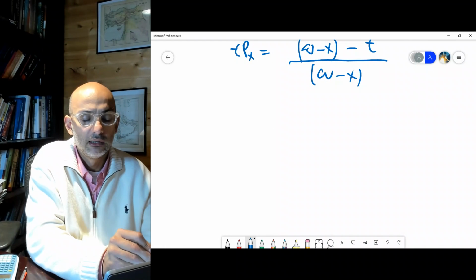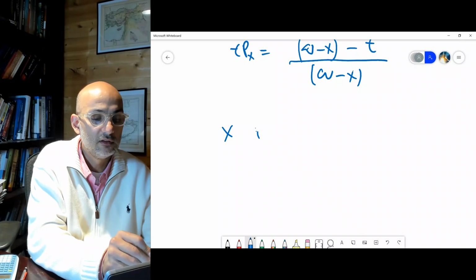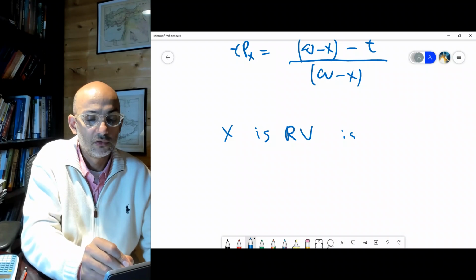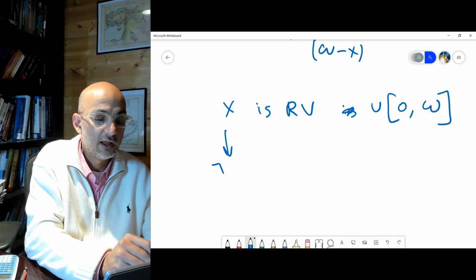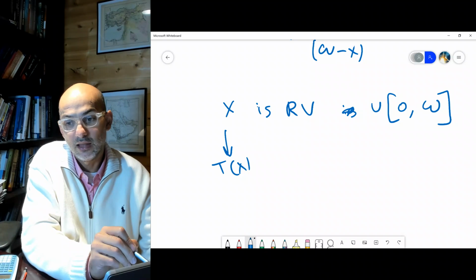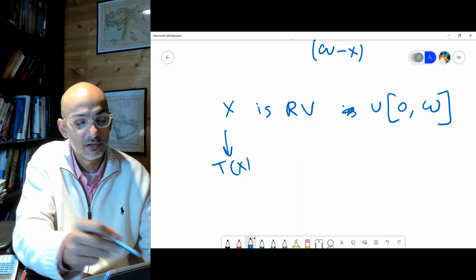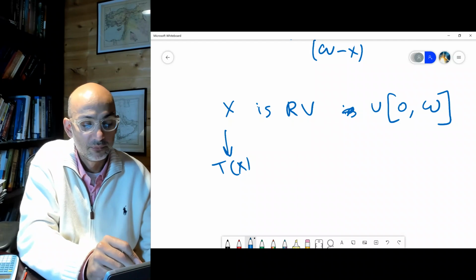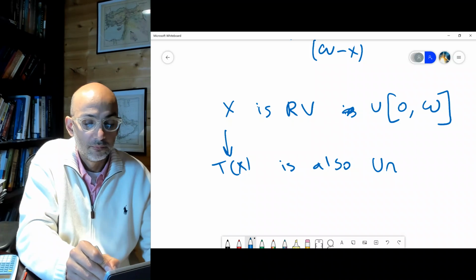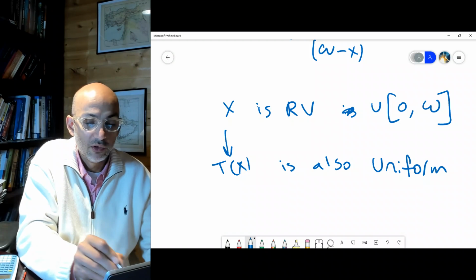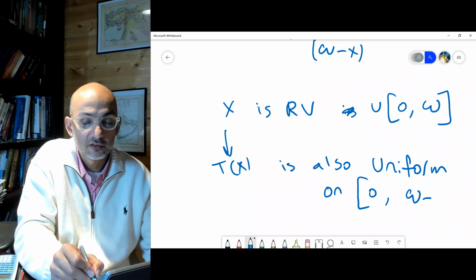is, what we want in general, if X is age at failure, if X is a random variable that is uniform on 0 and omega, then T of X, and you know what T of X is, is the remaining lifetime until death for a person who reached the age X. So the remaining lifetime of a person aged X is also uniform, but now not on 0 to omega, but on 0 and omega minus X, right?